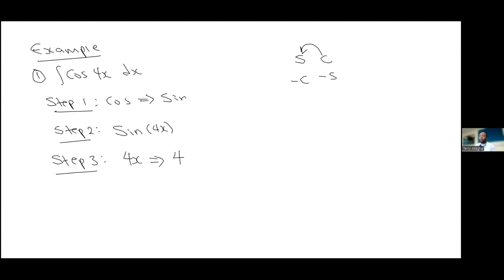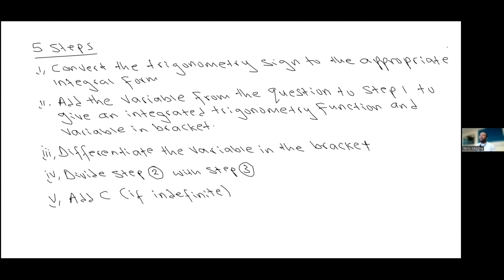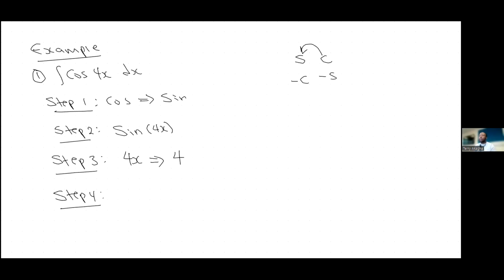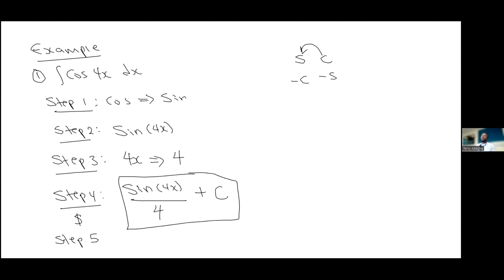Now step 4, what do you do? You have to divide step 2 by step 3. So step 2, I had sine 4x, divided by step 3, which was 4. And I'm going to add step 5, which is to add C, because it is an indefinite integration. So basically, when you integrate cos 4x, it's going to give you sine 4x divided by 4 plus C. Okay?